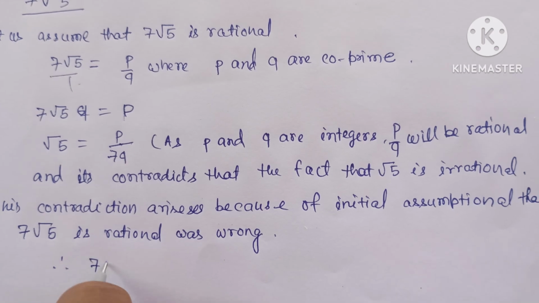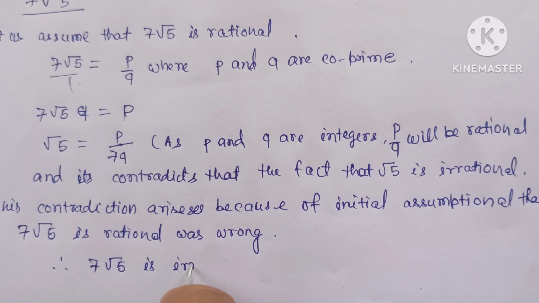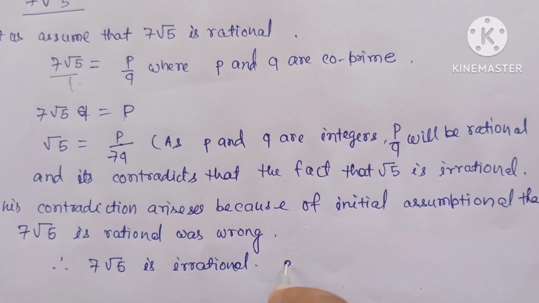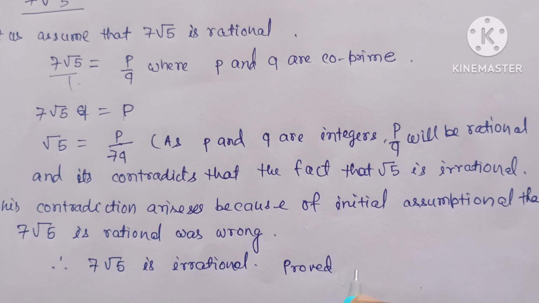Therefore, you can say 7 root 5 is irrational. Irrational number. This we can say it is proved.